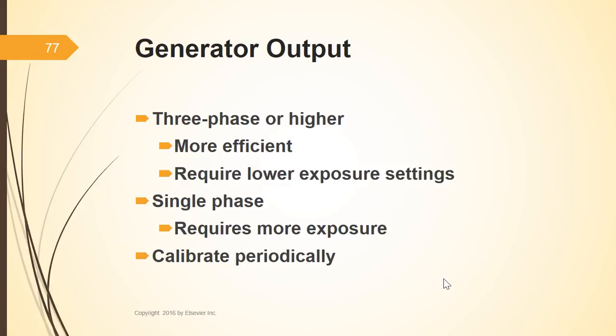Now, can we choose the generator? No, it's whatever your unit already has. But today's generators with more efficient output are usually 3-phase or higher. We call them a higher frequency unit. They're more efficient, they require lower exposure settings to produce an image when you compare it to a single phase.